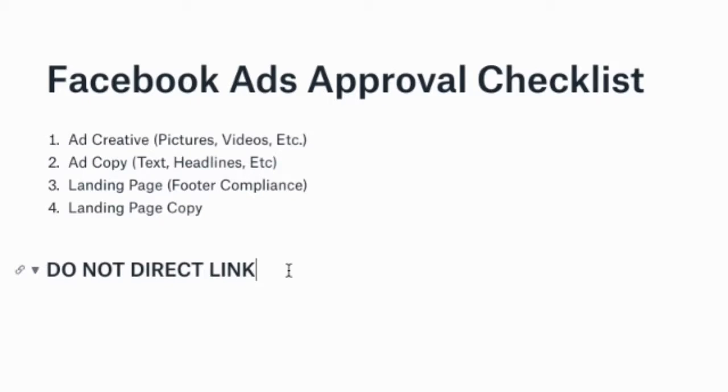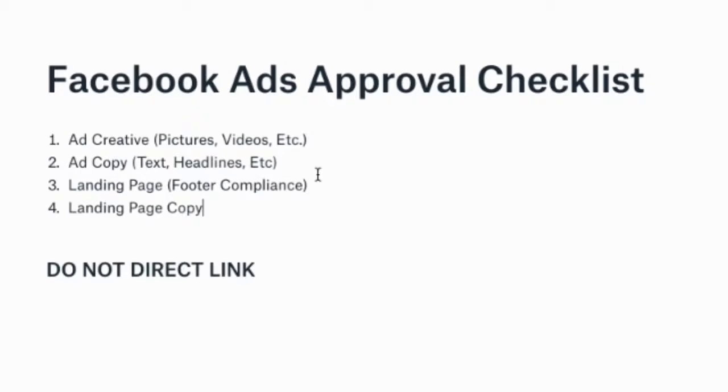It's not compliant because a lot of people run different ads besides Facebook, which are a lot more lenient, like native ads and banner ads. So they're not going to be as compliant. So make sure you're not direct linking. Do not direct link. What that means is do not put your affiliate link in your Facebook ad. Make sure you have a pre-sale page or a landing page. So, the landing page copy.